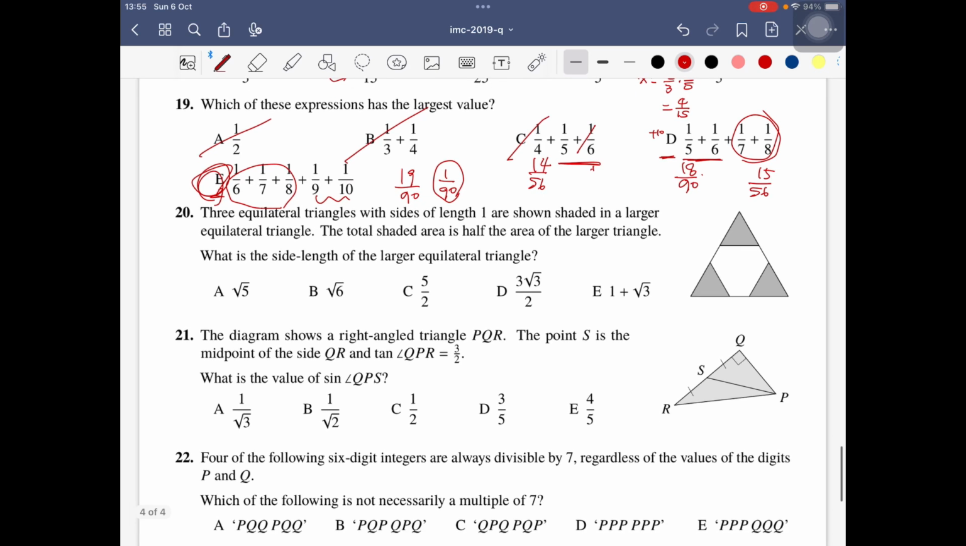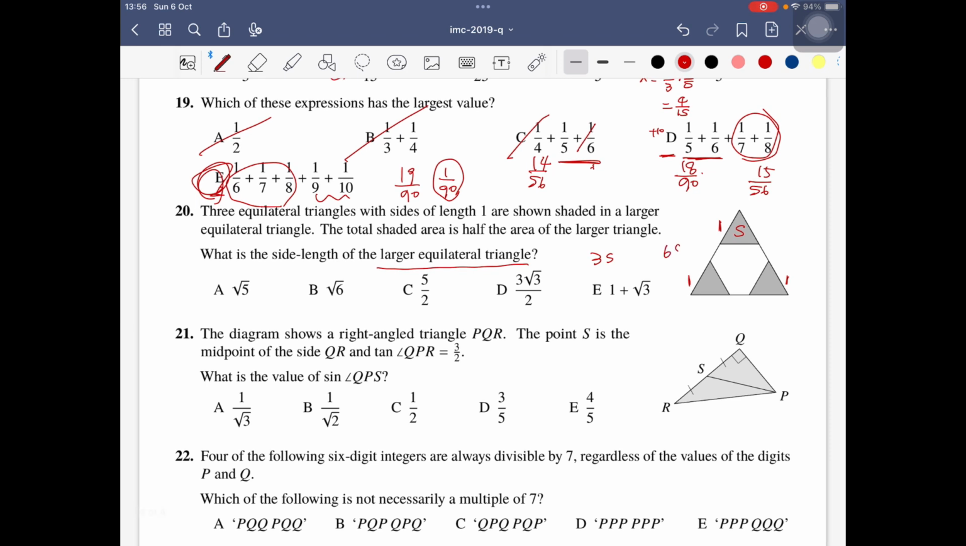Number 20. Equilateral triangle, side length 1. Total shaded area is half the area of the larger triangle. So this is 1, 1, 1, and let's say this is S, and this has 3S. This is the size of the area. So the larger equilateral triangle has an area of 6S.